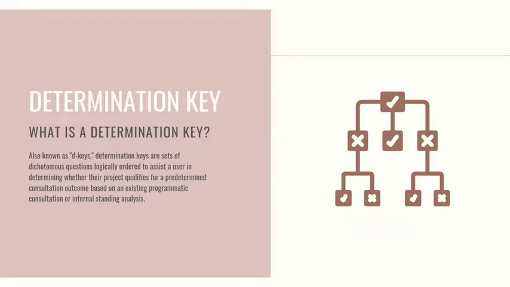So a determination key is basically a set of dichotomous questions that will help you come to a determination. Most of us are familiar with this in the context of identifying a plant or a species of some kind. So there'll be a question that says, is the plant green? Yes or no? We'll answer yes and go to the next question. Is the plant taller than 10 inches? Yes or no? And you keep answering these questions until at the end, you know what the plant is. And a determination key works just the same. So at the end of answering all the questions, it will help you come to a determination.